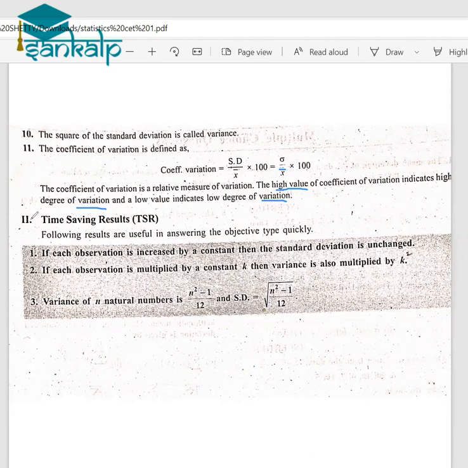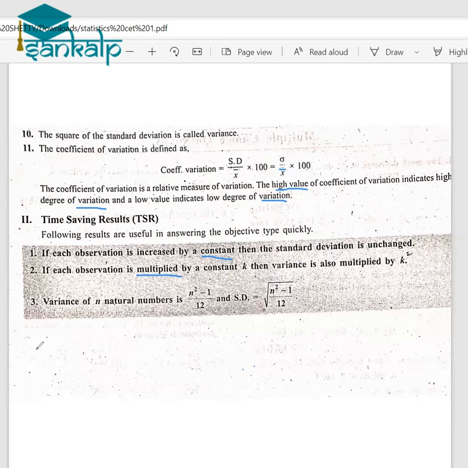Next, we have time saving results. First one, if each observation is increased by a constant, then standard deviation is unchanged. And second one is, if each observation is multiplied by a constant k, then the variance is also multiplied by k square. So we'll try to understand these two results here.